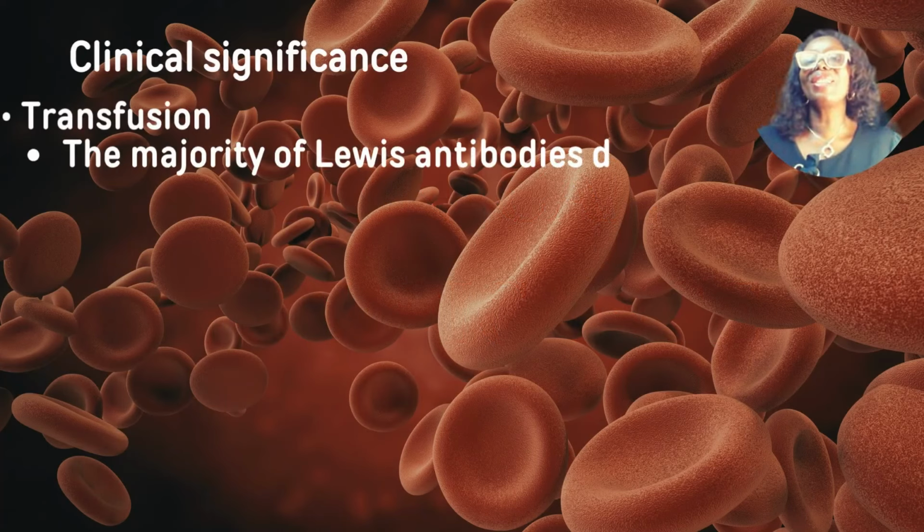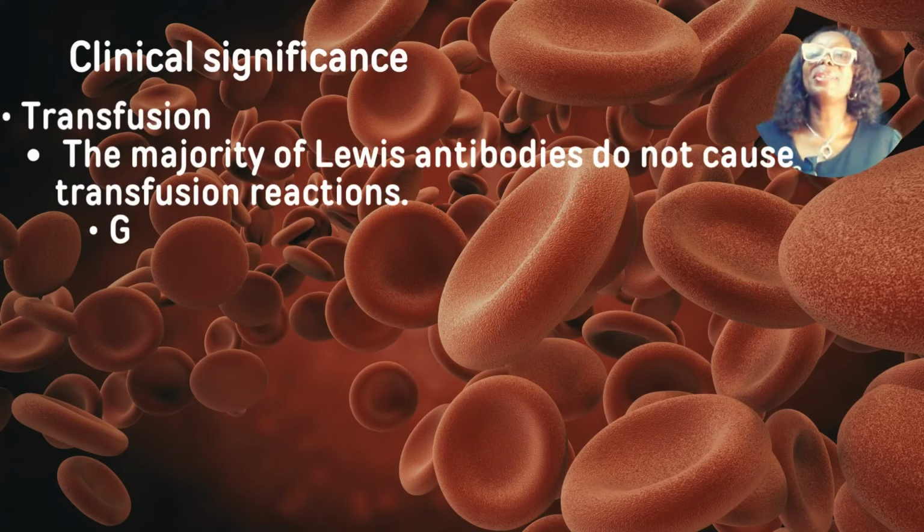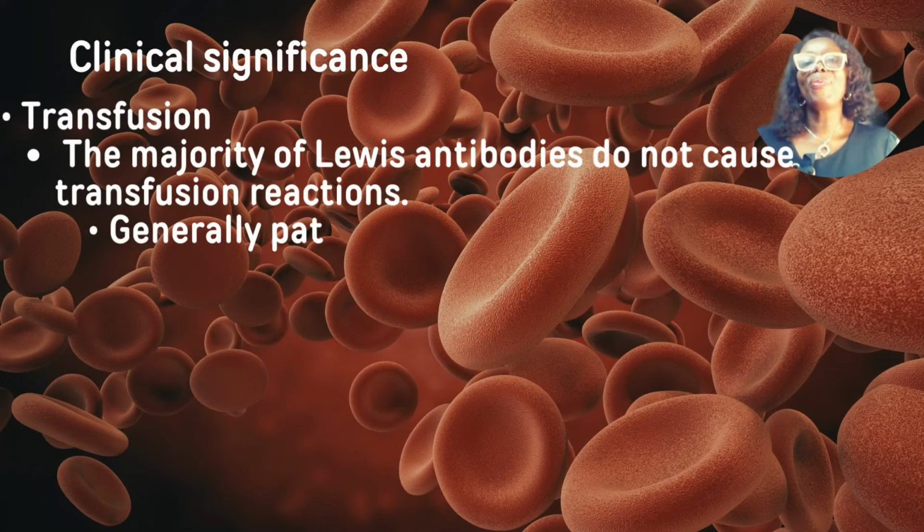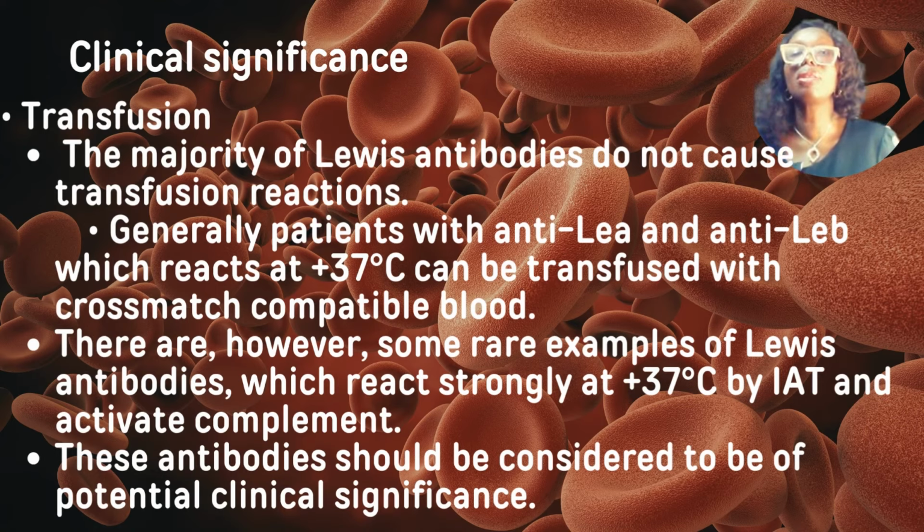Clinical significance of these Lewis antibodies. Like we just said before, transfusion. The majority of Lewis antibodies do not generally cause transfusion reactions because, like I said, they are mostly IgM antibodies, cold reacting antibodies that react best at temperatures below 37 degrees Celsius, something like 20 degrees Celsius. But you still have the immune one that is IgG in nature that can cause trouble even during transfusion.